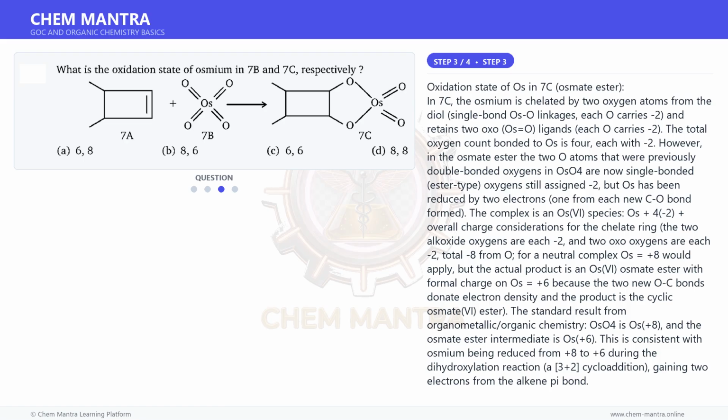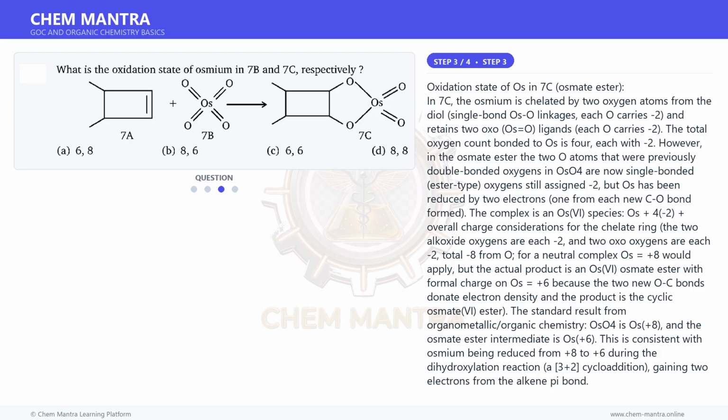However, in the osmate ester, the 2 O atoms that were previously double-bonded oxygens in OsO4 are now single-bonded, ester type, oxygens still assigned -2, but Os has been reduced by 2 electrons, one from each new C-O bond formed. The complex is an Os(VI) species, with the 2 alkoxide oxygens each -2, and 2 oxo oxygens each -2, total -8 from O.